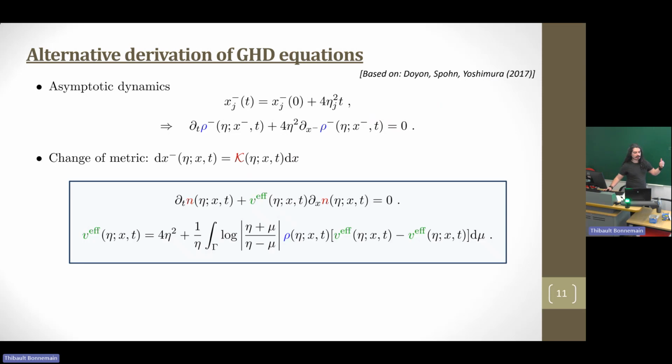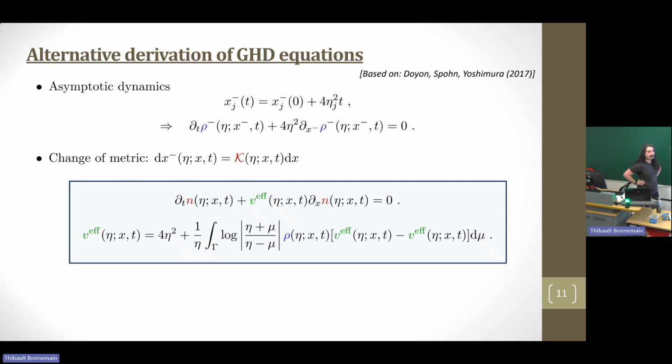But now I can perform the change of metric I mentioned earlier, and after some computation, what I get is this transport equation for the occupation function with V that takes the same form as before. And there are two important things here. The first one is that the soliton gas kinetic hydrodynamic equations are just equivalent to the free equation under this change of metric to account for the scattering shifts and the dilution of space.